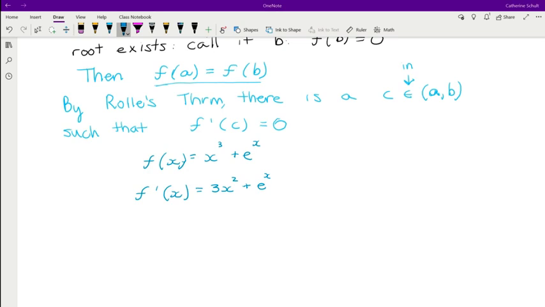Well, we want 3x squared plus e to the x to equal 0, right? And I'm saying interesting because e to the x, is that ever 0? e to the x is always positive, okay? So if you're always a positive number, to get back down to 0, you would have to add a negative number, right? Like 2 plus negative 2. But is 3x squared ever negative? It's always positive.